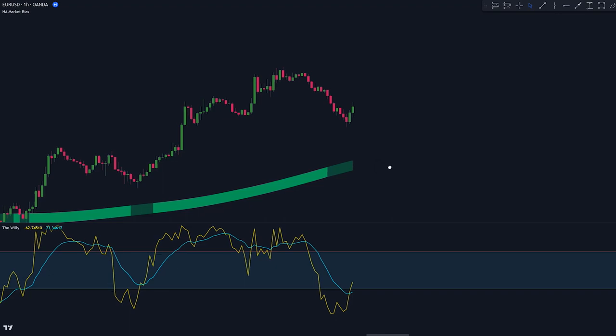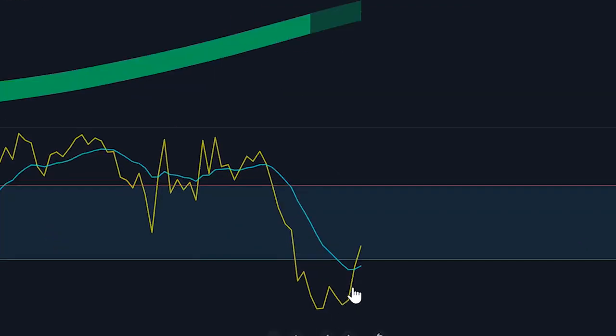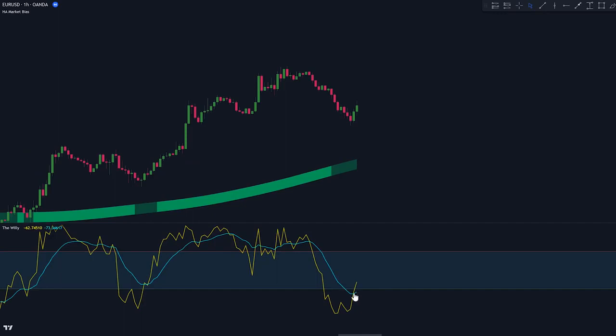Lastly, we want the percent range oscillator, this yellow line, to cross above the 13-period moving average, this blue line, and the cross should happen below the -70 level. Also, at the time the crossover happens, the trend ribbon of the market bias indicator should still be colored dark green. This indicates that the market was oversold in an uptrend and the momentum is now shifting back to bullish. If the crossover happens after the trend ribbon has already changed color to bright green, that setup becomes invalid.